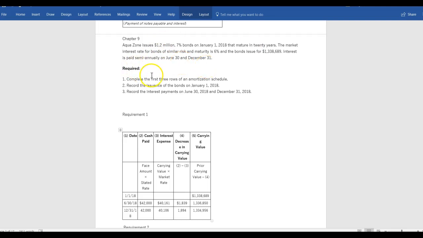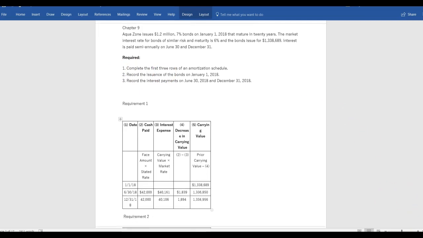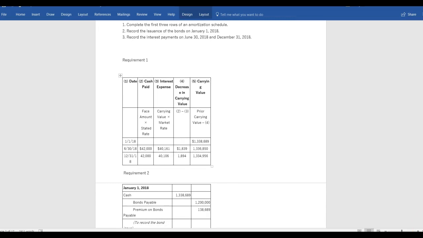Complete the first 3 rows of an amortization schedule. Record the issuance of the bonds and record the interest payments. So one question you may have is, what would be the carrying value on December 31st, 2018? So in this particular situation, they give you what they were issued for, the $1,338,689. We then take, to figure out the cash paid, the face amount times the stated rate.